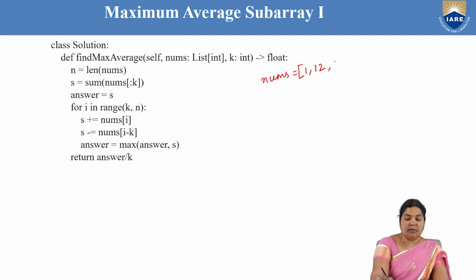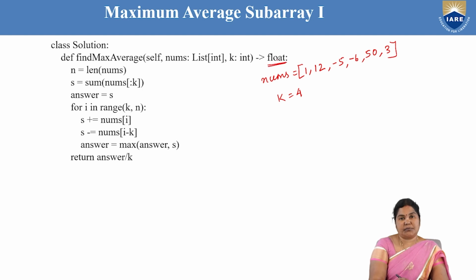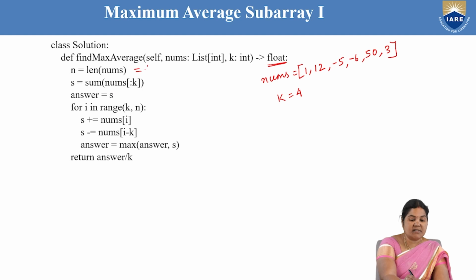The array nums is 1, 12, -5, -6, 50 and 3, and the k value is equal to 4. The answer should be in float. Okay, fine. Now, find out the length of the nums array. It is 6. Then find the sum, which is the sum of the first k elements of nums.